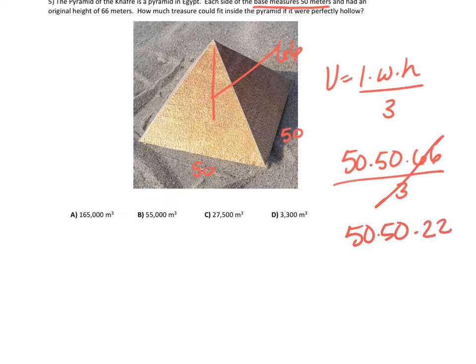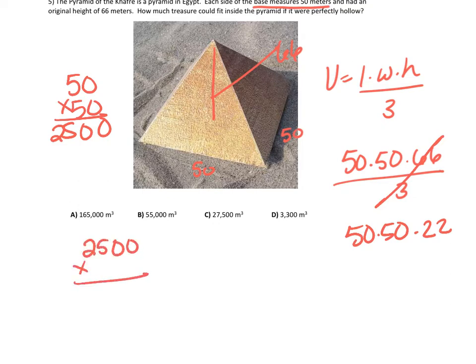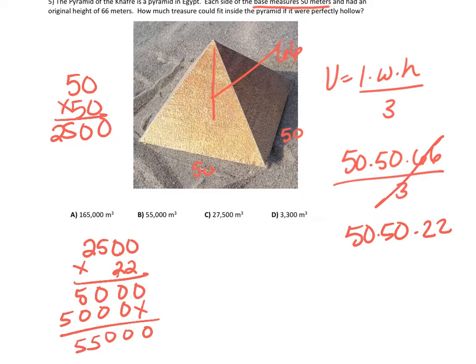Okay, 50 times 50 is 2,500. 2,500 times 22. So 55,000 is where we're at, okay?